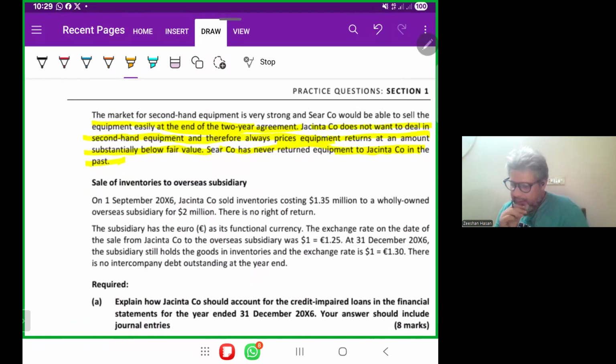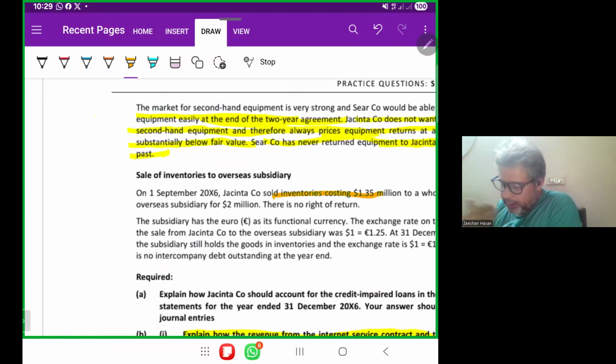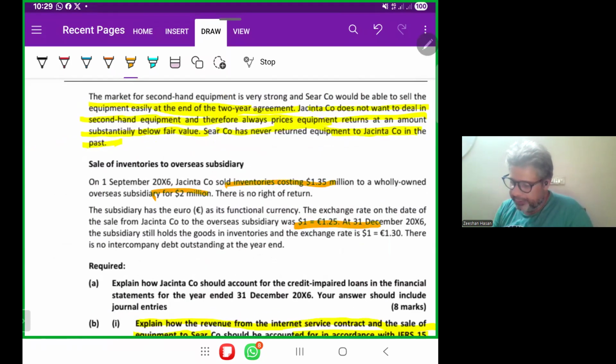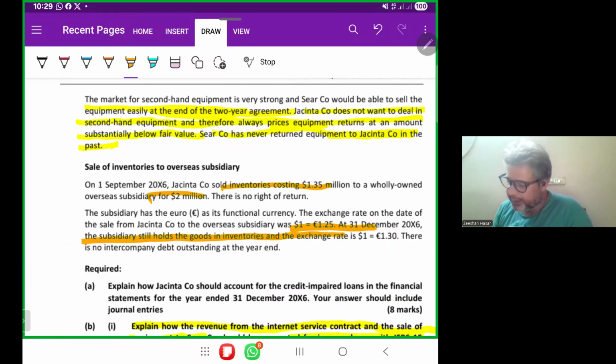Sale of inventories: on 1st September, Jacinta company sold inventories costing $1.35 million to the wholly owned overseas subsidiary for $2 million. There is no right of return. The subsidiary has the euro as its functional currency. The exchange rate on the date of the sale was 1 to 1.25. At 31st December X6, the subsidiary still holds the inventories and the exchange rate is 1 to 1.3.